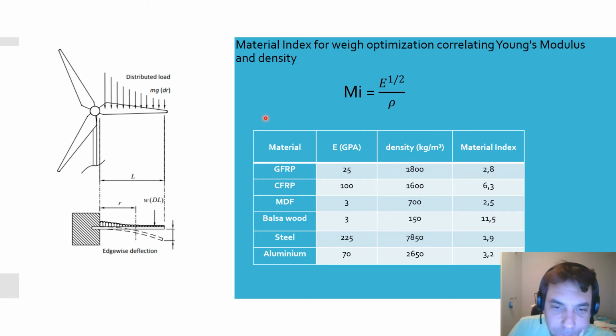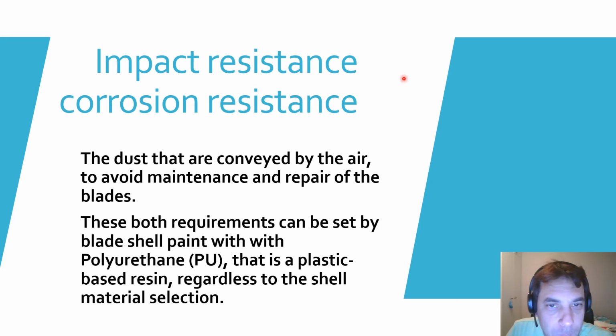I made one table selecting 6 different materials. So we have the elasticity modulus of these materials and also the density. The highest index that we can have here will be the material that gives us the least weight possible using this index. The material that gave us the highest index was balsa wood, utilizing this index here.